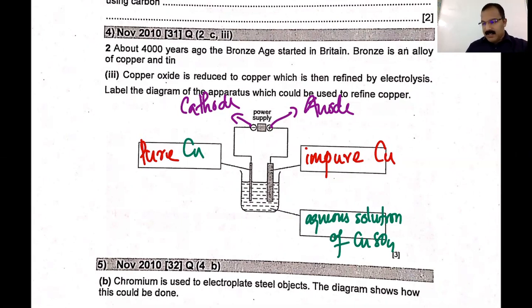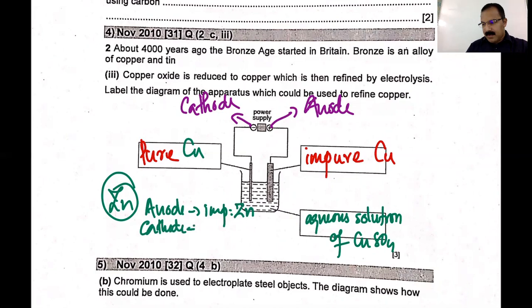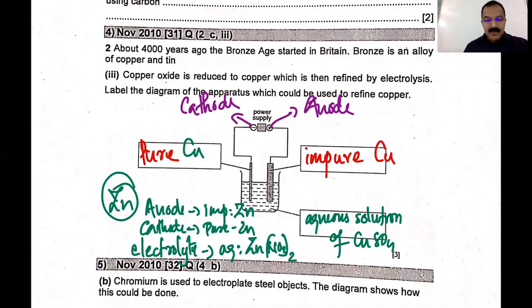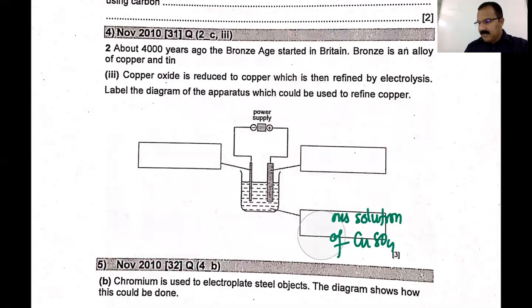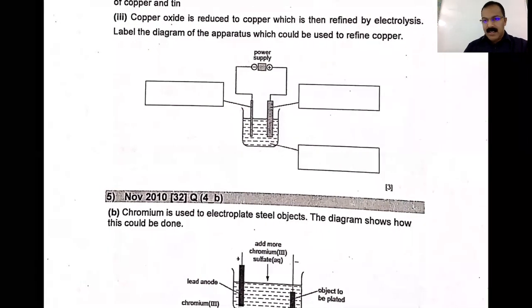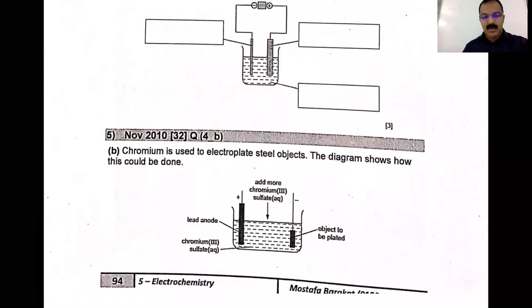If it was another metal, like for example zinc, then you will say the anode is impure zinc, the cathode is pure zinc, and the electrolyte is, that's a rule always, just remember, aqueous zinc nitrate. If you don't know the soluble compound of that metal, it is wise to always write the nitrate of that metal. You know that the nitrate of any metal is soluble, so that will be wise. Here, copper sulfate is fine, because copper sulfate is soluble in water.